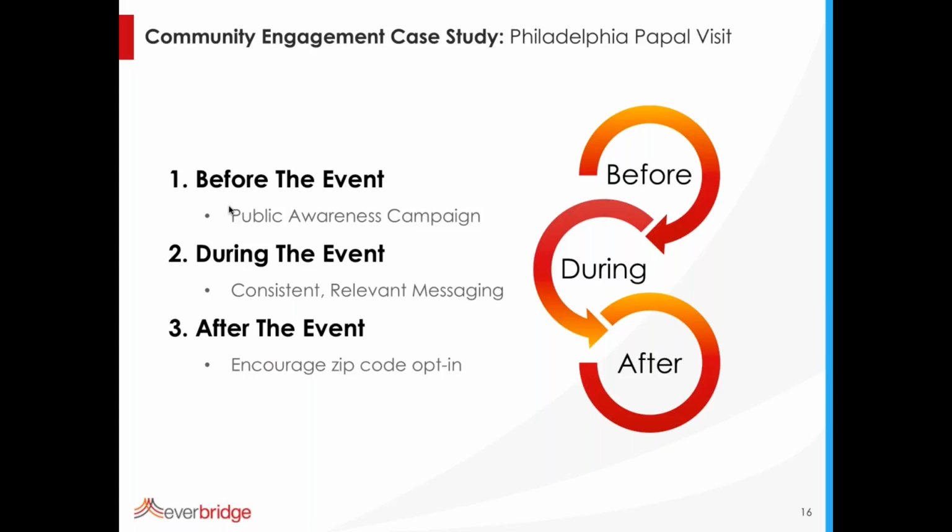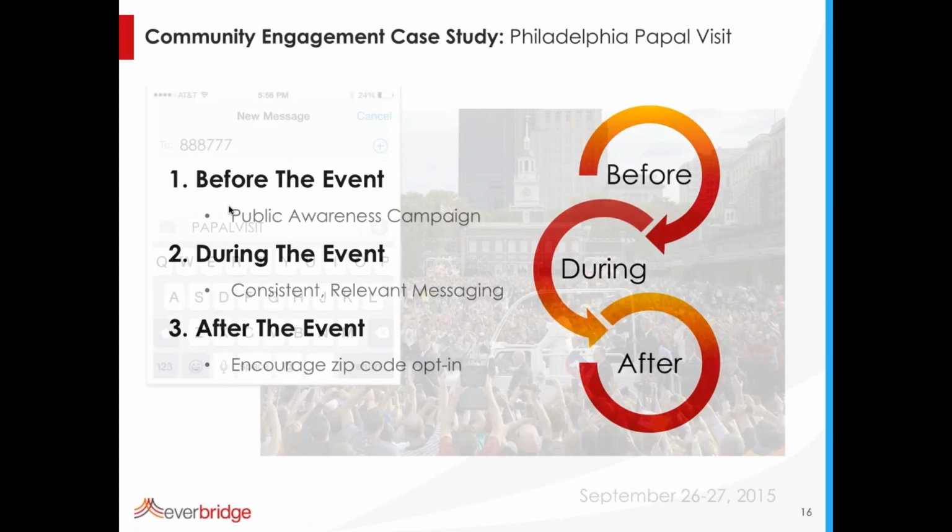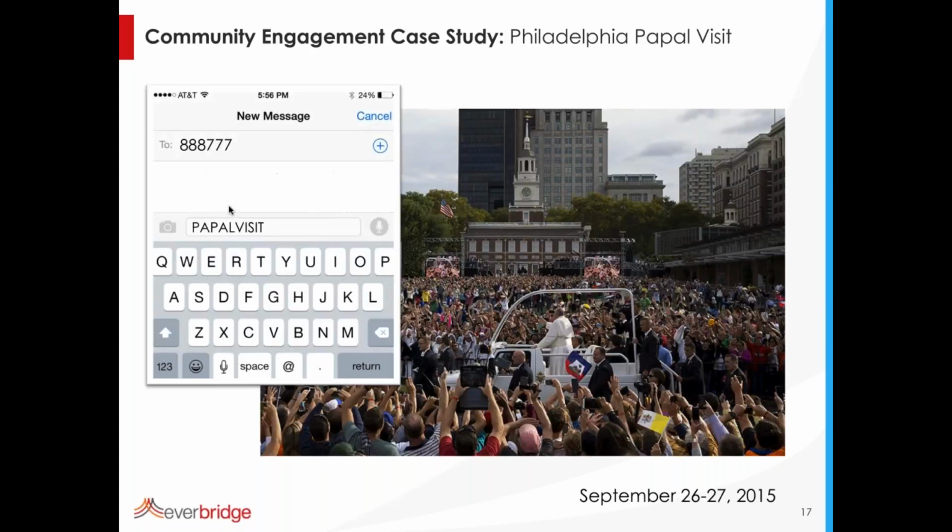So during the event, obviously when the event is happening, people want to receive updates. And then after the event, if somebody's opted into a specific group, how do you urge them to opt in to other groups, right? So maybe you want them to opt into a broader set of information that your agency is publishing. We have some best practices around all three stages here, but just to talk about the papal visit.